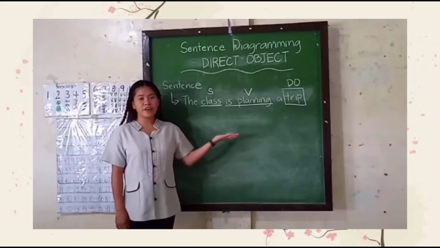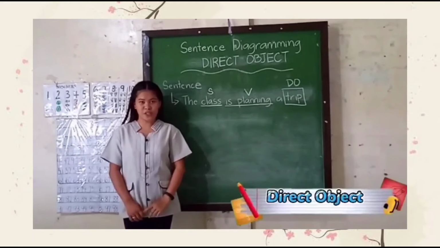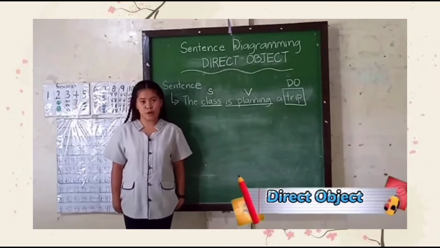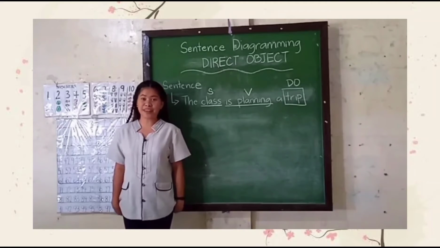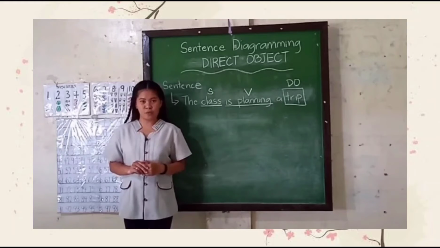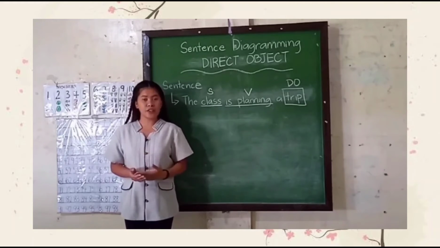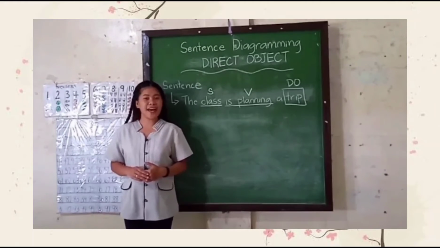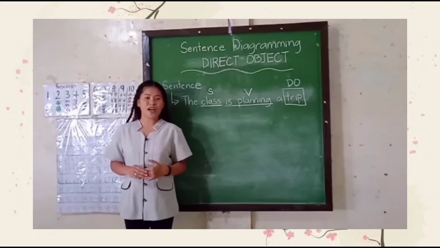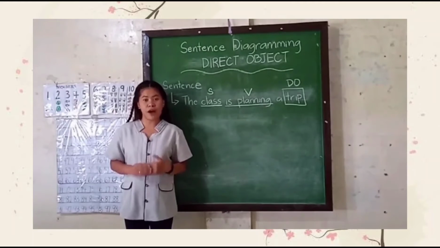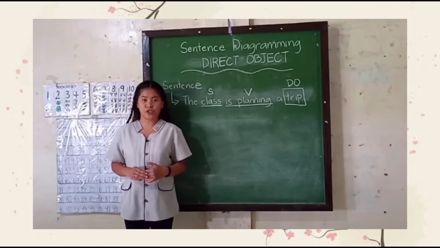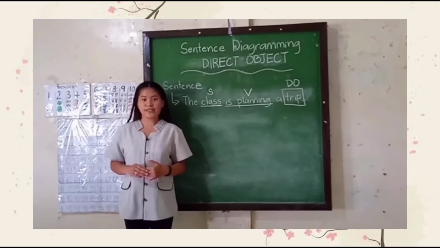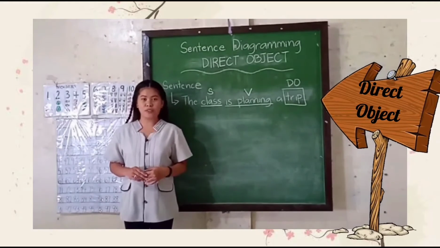Next, we have diagramming sentences with direct objects. Verbs that express physical or mental action are called action verbs. Some action verbs are complete in themselves, but others pass their action onto other elements in the sentence. These elements are called the objects of the action verbs. A direct object follows an action verb and answers the question what or whom. Such words are called direct objects.